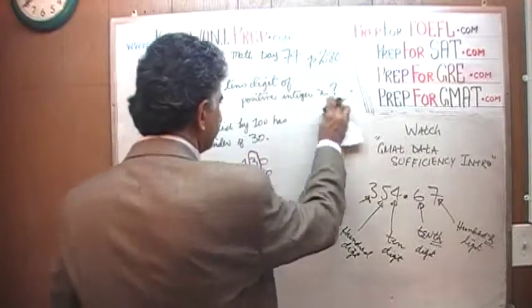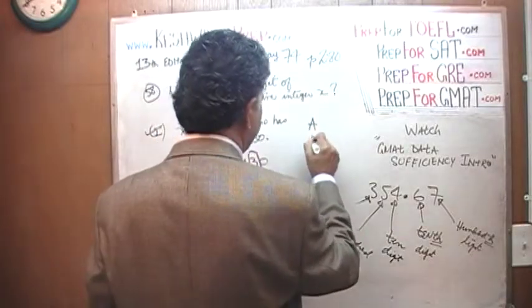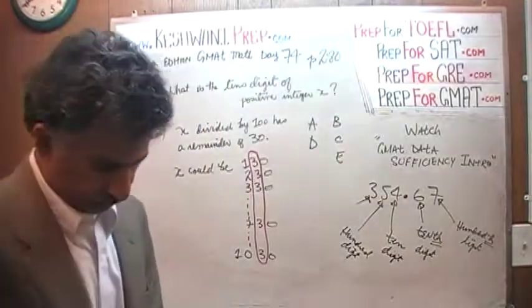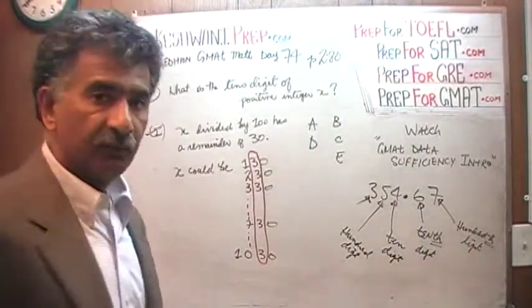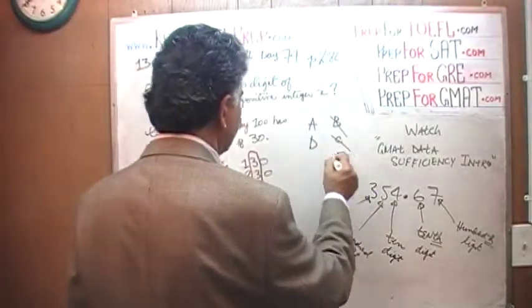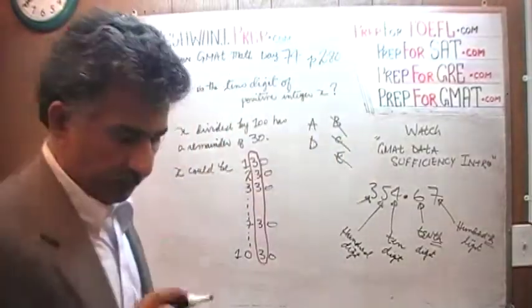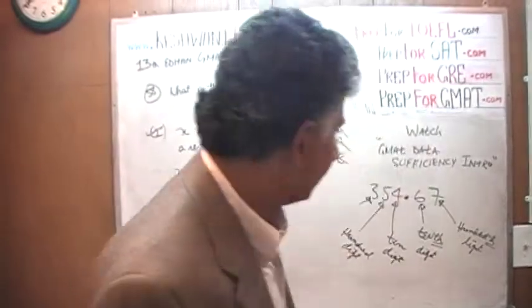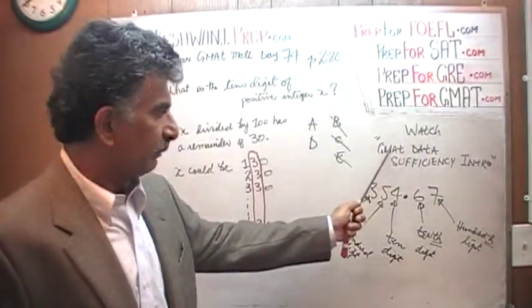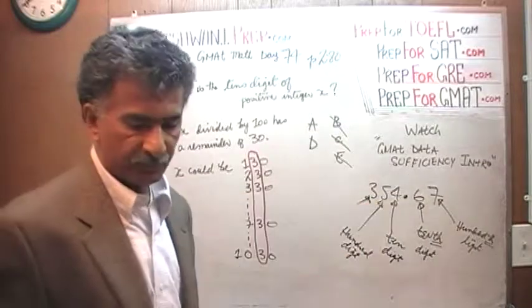AD, BCE. Because the first statement by itself is enough, the answer cannot be B, C, or E. It has to be either A or D. If you still do not know what I just did here, A, D, B, C, E, make sure you watch this introduction. Just type in GMAT data sufficiency intro and watch that video.